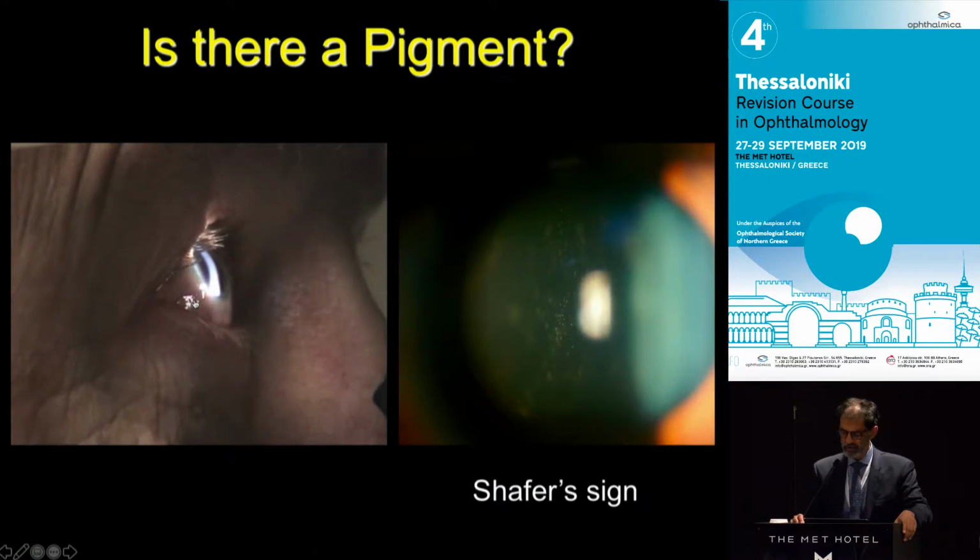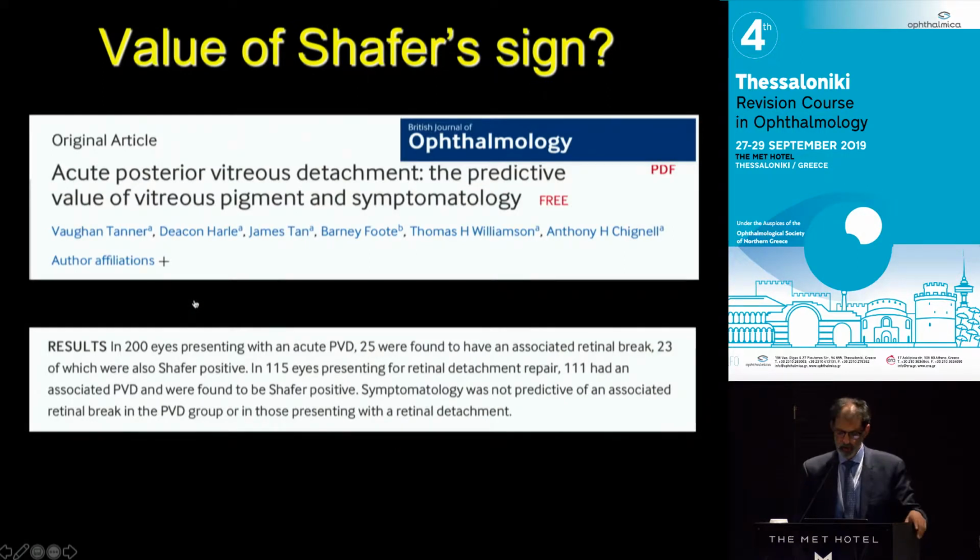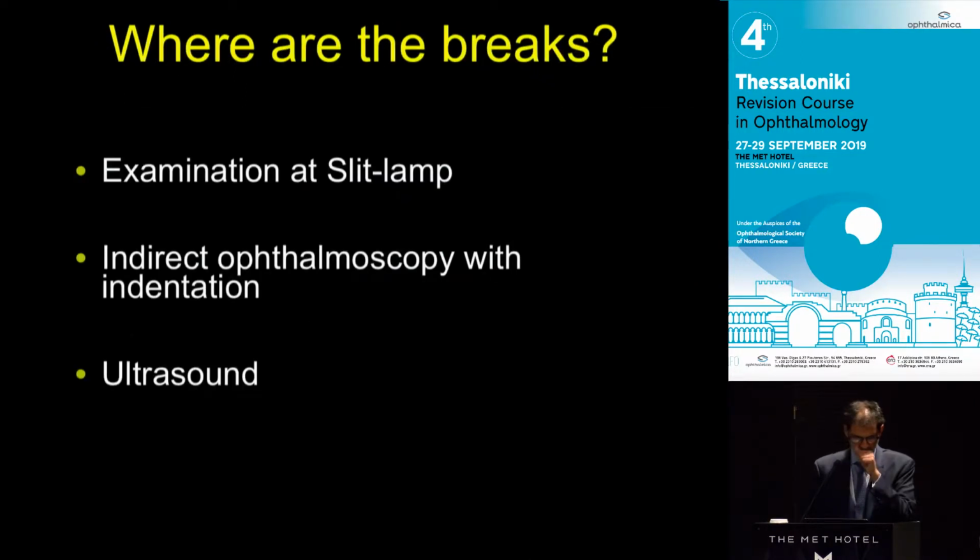Everyone's looked in the vitreous to see whether there's abnormal pigmentation, the famous Shafer's sign, and it's well documented. This is the important paper by Vaughan and Tanner, which shows that in 200 eyes presenting with an acute PVD, 25 were found to have retinal breaks, of which 23 had pigment. And in 115 eyes presenting with retinal detachment repair, 111 out of 115 had PVD and Shafer's sign positive. So it's quite a good sign. So if you do see the pigment, look again if you still haven't found the tear. Now, it's not impossible, of course, to get pigment and no tear, but it's something that should alert you to look very closely.